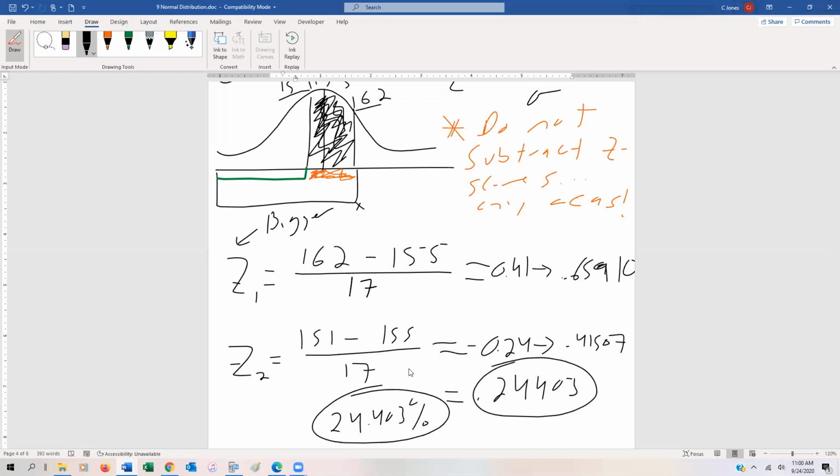A lot of stuff to digest in this video, but these are the rudiments of what we're going to be using throughout the remainder of the semester when we're computing z-scores. In the next video, we're going to look at an applied problem, and in the final video, we're going to go backwards to find the value of x given the probability.